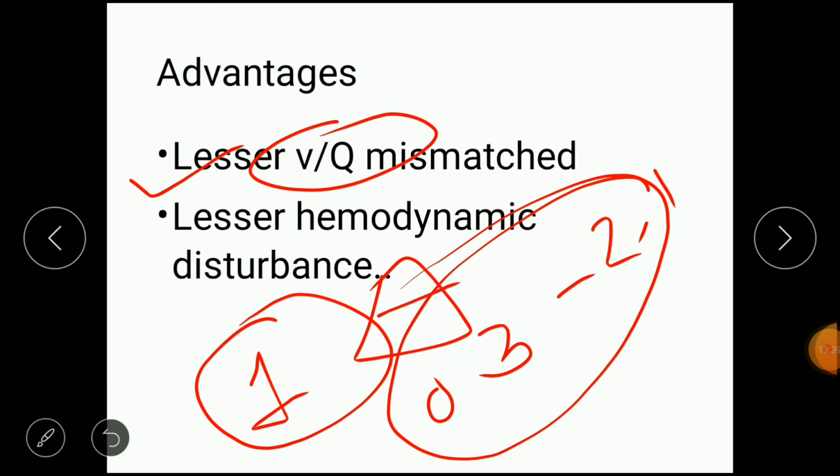There are fewer hemodynamic disturbances. In AC control mode, hemodynamic disturbances are more because asynchrony is present. But here the IMV mode is synchronized with the patient's spontaneous breath also. So there is less chance of hemodynamic disturbance.